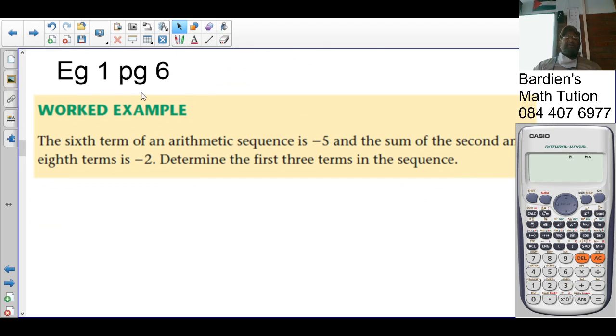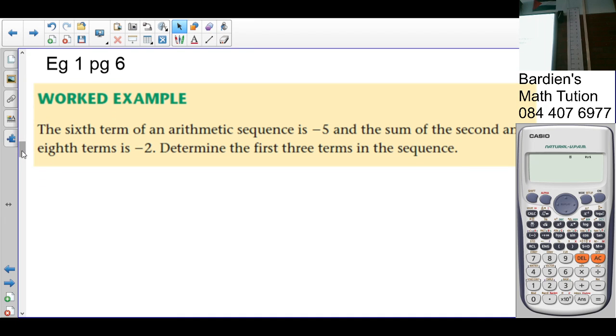So now we're looking at example 1 on page 6. We are told that the sixth term of an arithmetic sequence is -1. So the sixth term is T6. In other words, T6 is -1.